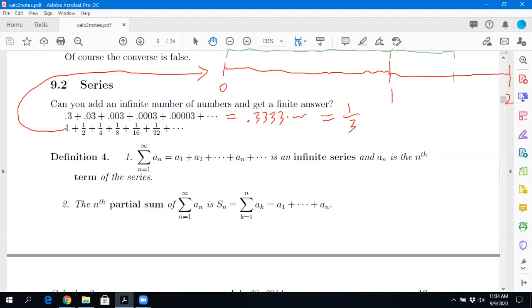What's that? That's half of what's left. So that gets me to right here. What about an eighth? That's half of what's left. What about a 16th? That's half of what's left. See what's happening here? We just keep taking half of what's left. What do you think that this thing is going to add up to in the end? 2.